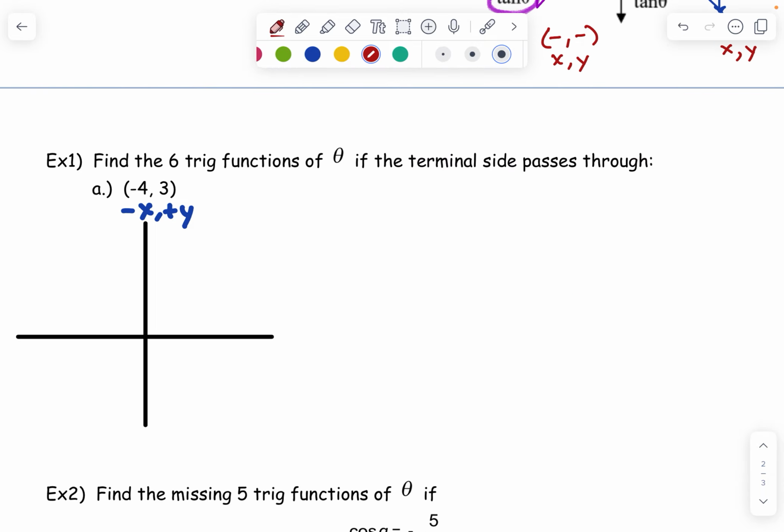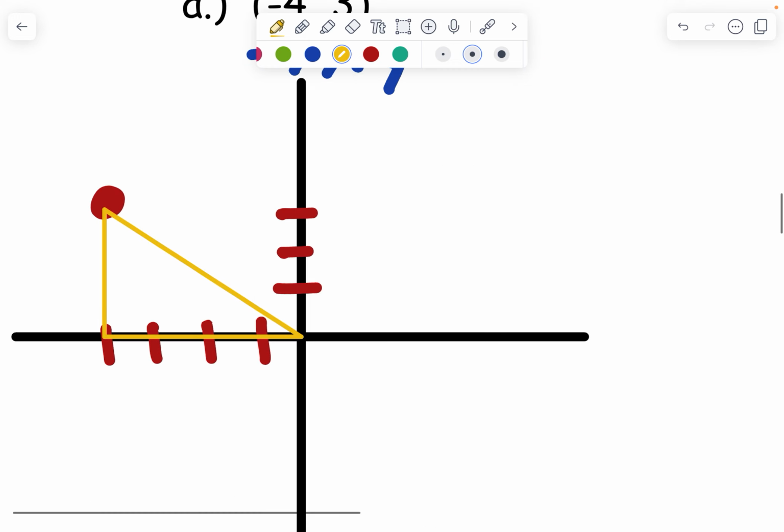If I plotted that out, I'd go left 4, and I'd go up 3. So I'd have this point over here, -4, 3. If I want to go ahead and trace that out as a triangle, I can. Go left 4, up 3, and get my terminal side in there. Now let's zoom in here. I'm going to add in theta. I know that this side is -4, and I know that my y was 3.